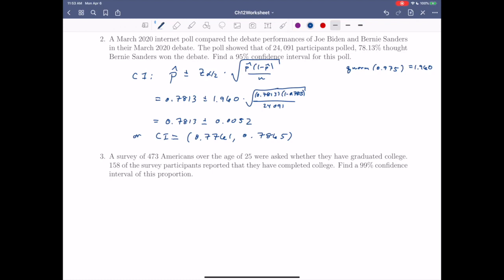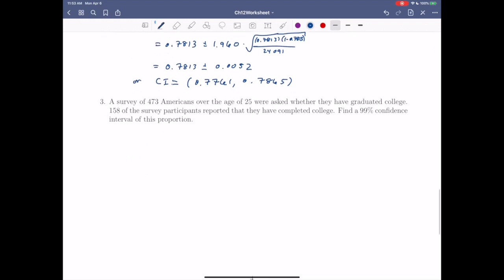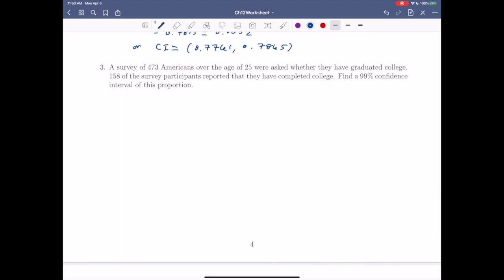Okay. What I want to do next is basically the same thing. I want to find a confidence interval. Here it's a 99% confidence interval, and we're going to do this for the proportion of Americans who have ever graduated college. To do this, we conducted a survey. We got 473 participants over the age of 25 who were asked whether or not they ever graduated college.